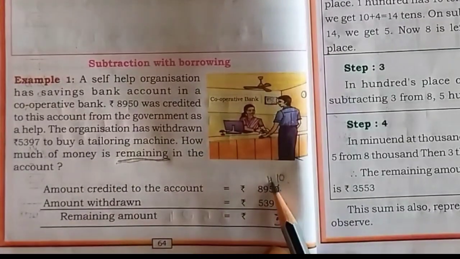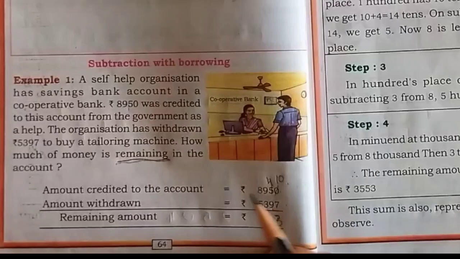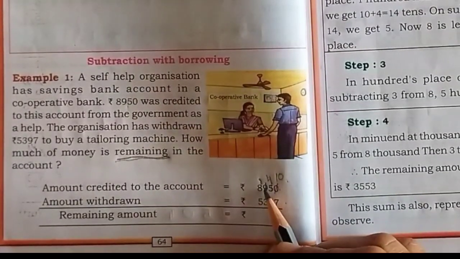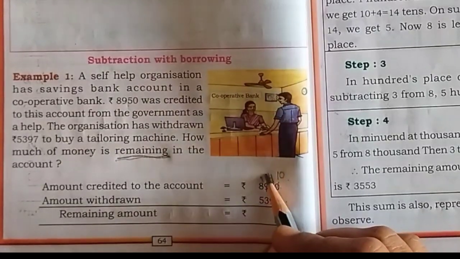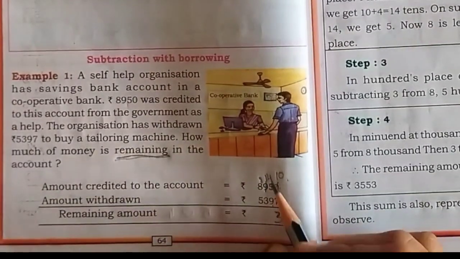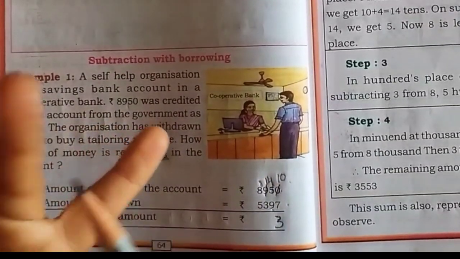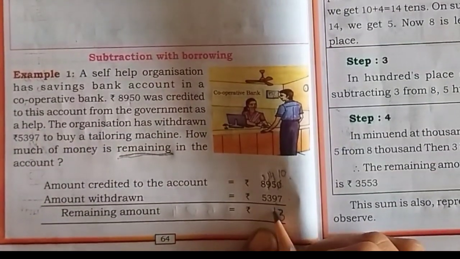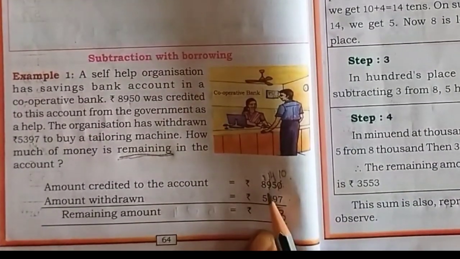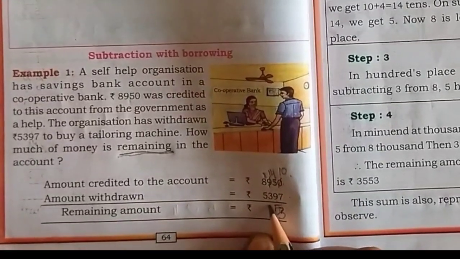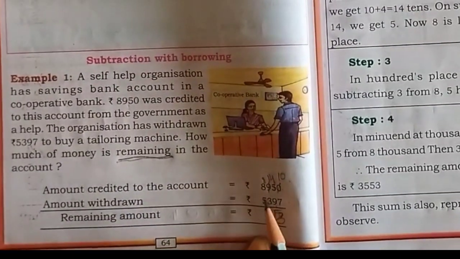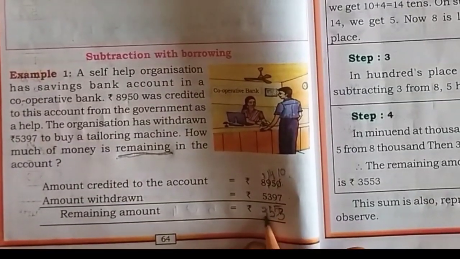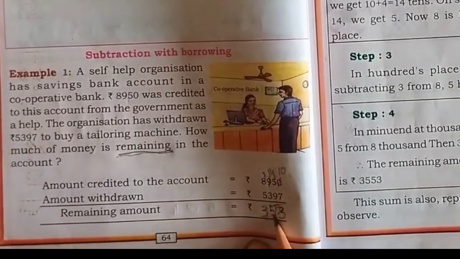4. Again 4 is small number, 9 is big number. We cannot subtract. Again we have to borrow from the next place. 9 is changed to 8. Then this number will give 1 to the next value. Then 4 will change to 14. So 14 minus 9. 9, 10, 11, 12, 13, 14. So 5. Then again 8 minus 3 is 5. 8 minus 5 is 3. So the answer is 3553.